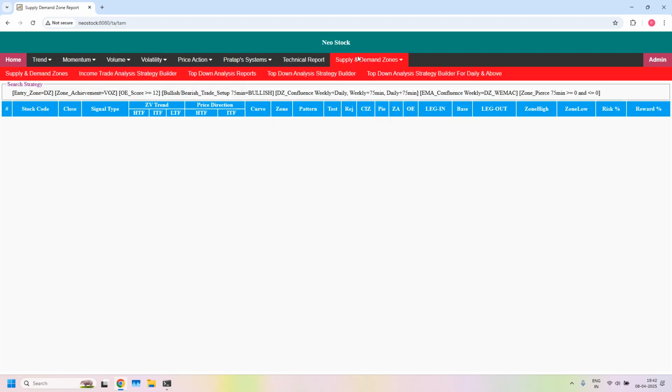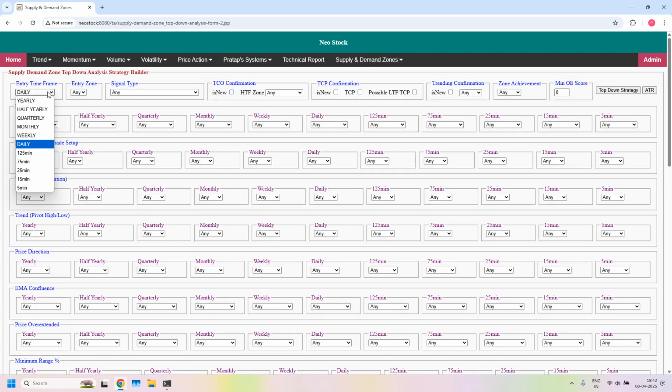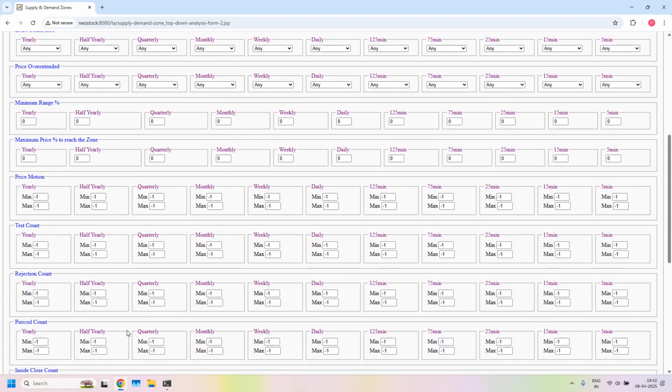Next, bearish trade setup for weekly income trade. Entry time frame 75 minutes. Entry zone supply zone. Bullish or bearish at 75 minutes. I am selecting bearish. Zone achievement violated opposing zone. Minimum order enhancer score 12. And also 75 minutes supply zone should not be pierced. So in the pierced count at 75 minutes, minimum value 0, maximum value 0.